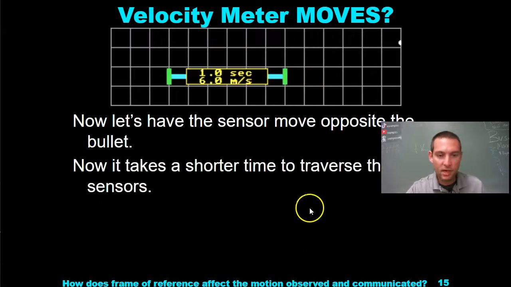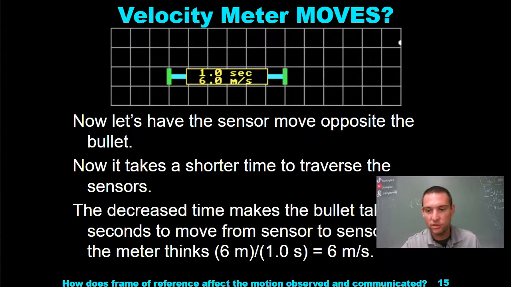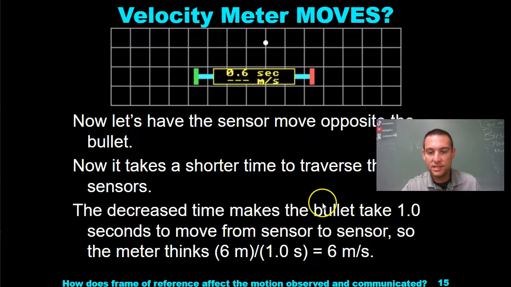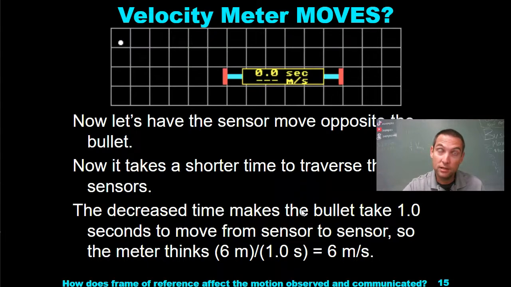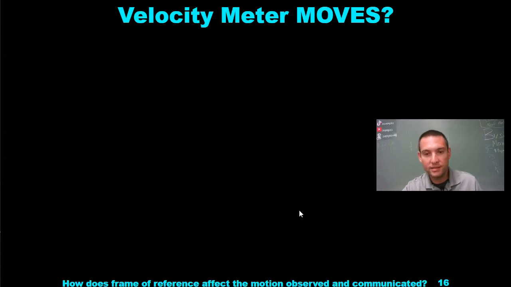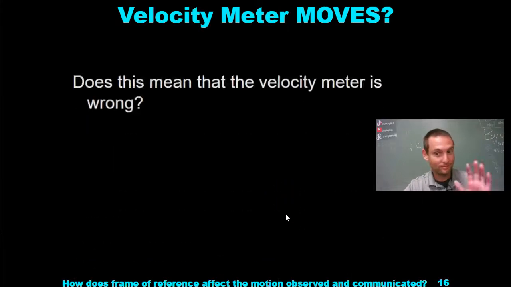In the opposite direction, now it's going to take a shorter time to go the distance between the two sensors. So the decreased time makes the bullet take 1 second to move from sensor to sensor. So the meter thinks 6 meters divided by 1 second is 6 meters per second.